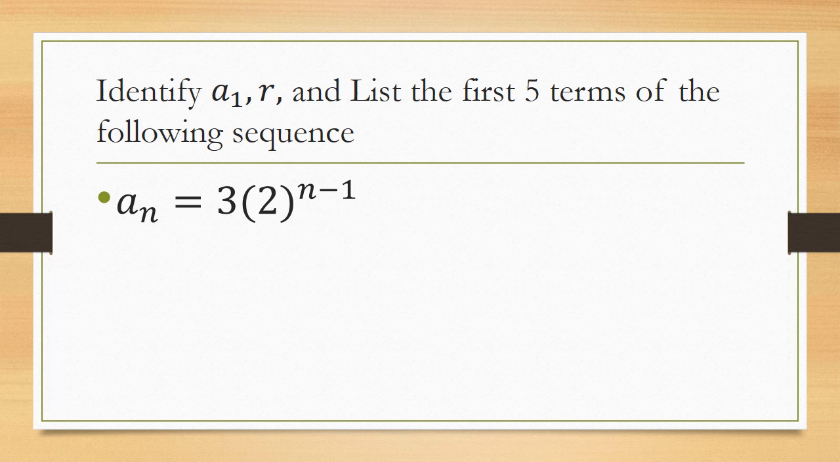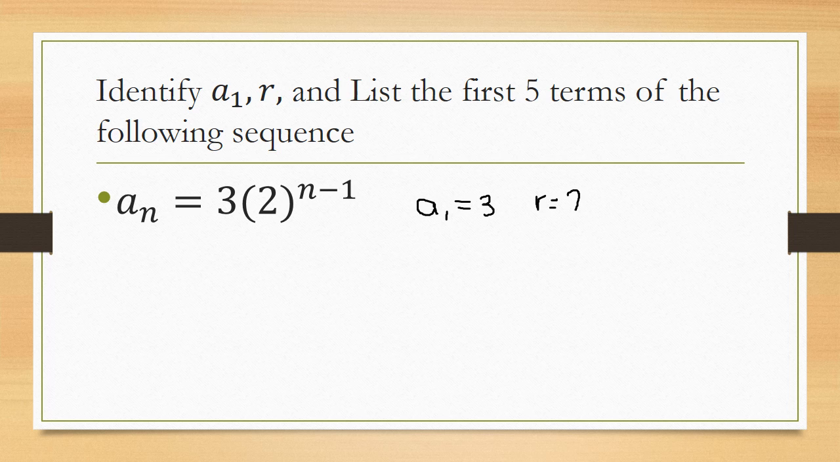Now let's take a look at this example where we have to identify the first term, the common ratio, and list the first 5 terms of the following geometric sequence. We have a sub n equals 3 times 2 to the n minus 1. This geometric sequence follows the formula that we had for all geometric sequences. In this sequence, the first term equals 3, and r, the common ratio, is equal to 2.